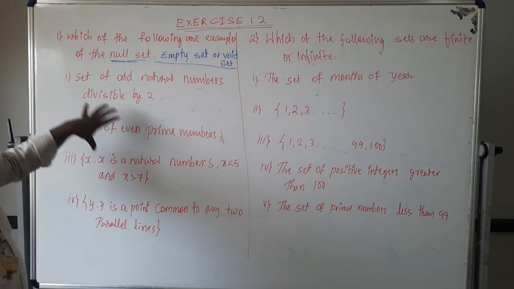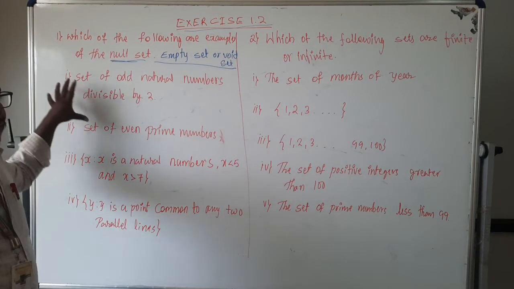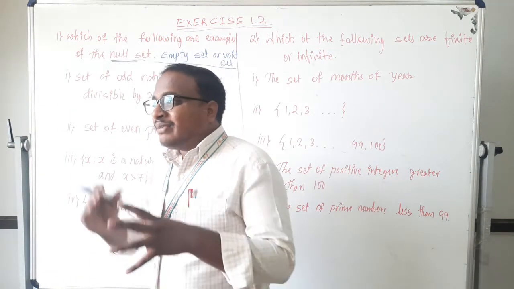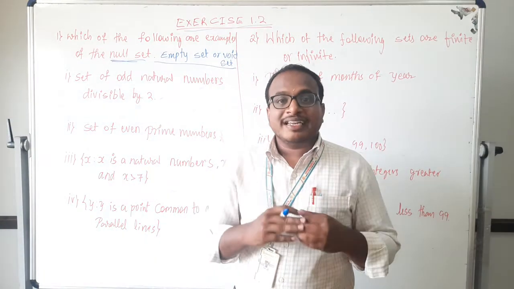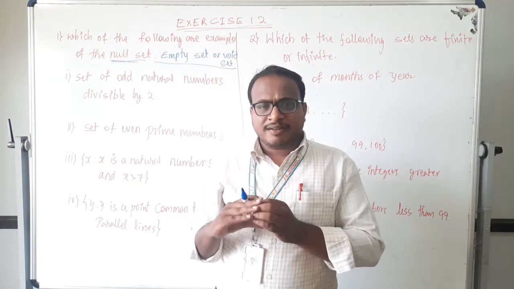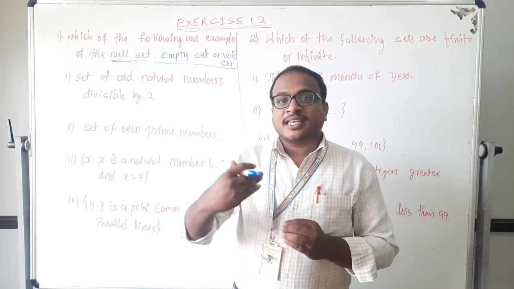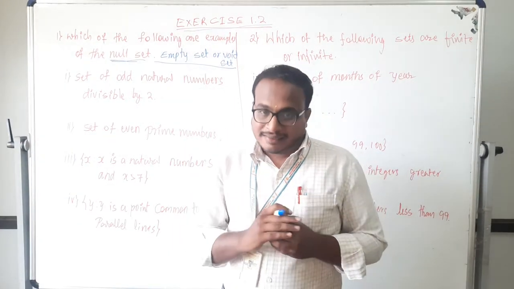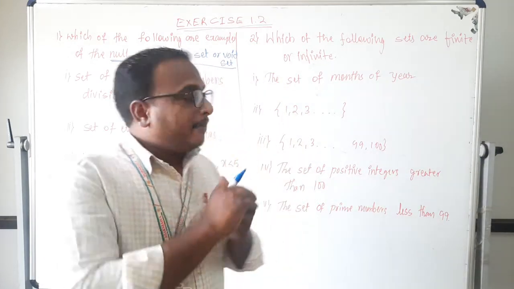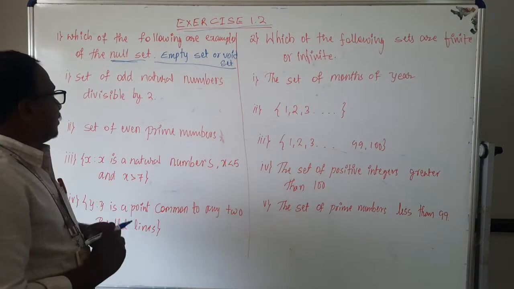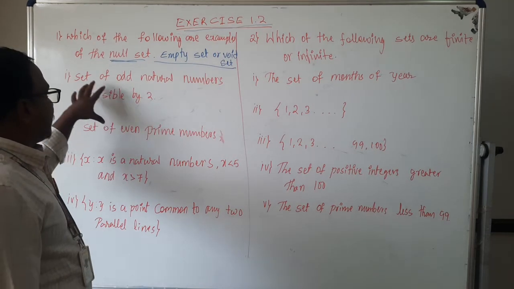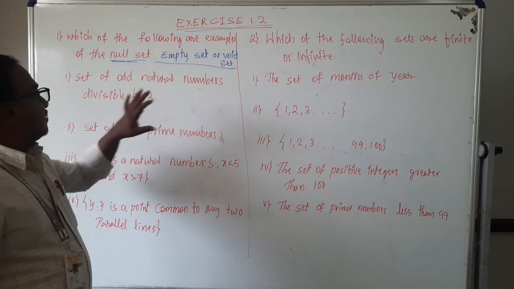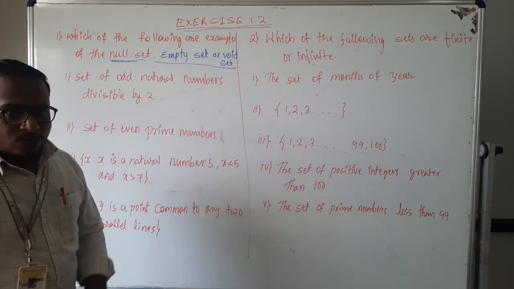In these examples, we only have to identify which is the empty set and which is not an empty set, and I will justify why these examples are called an empty set. So observe carefully the first one. Set of odd natural numbers divisible by 2.